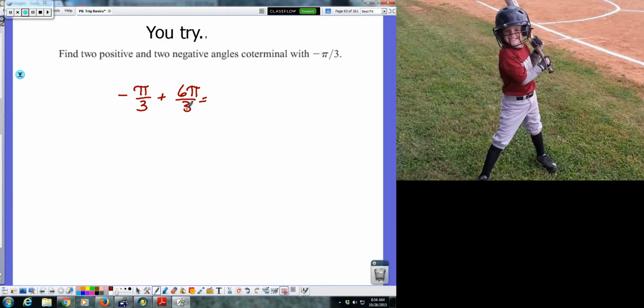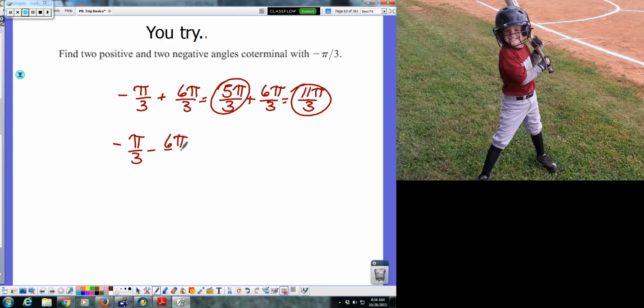6 divided by 3 is still 2 pi. So we're going to add 6 pi over 3. That gives me negative 1 plus 6 is 5 pi over 3. There's one answer. Add 6 pi over 3 again. Gives me 11 pi over 3. There's your 2 positives. To find your 2 negatives, you have negative pi over 3 minus 6 pi over 3, which is negative 7 pi over 3. Subtract 6 pi over 3 again is negative 13 pi over 3.